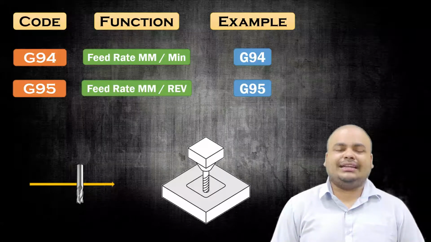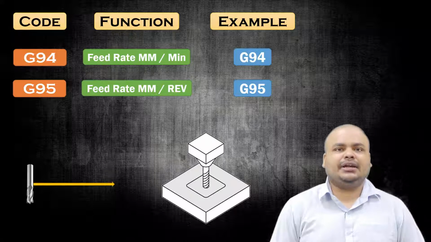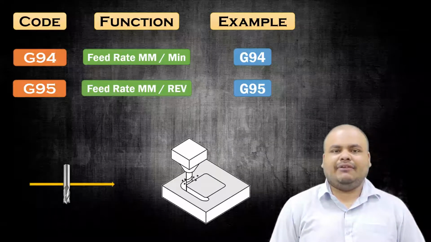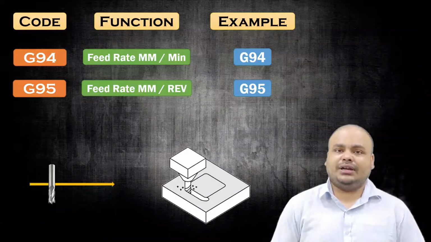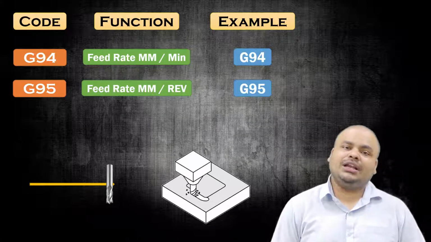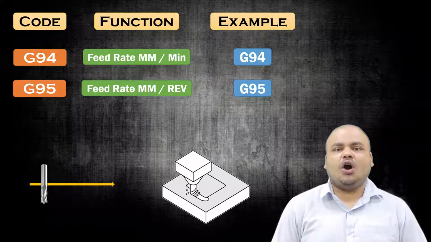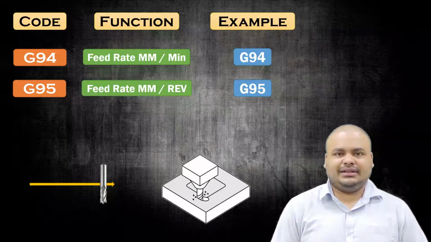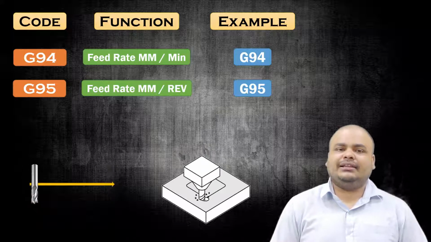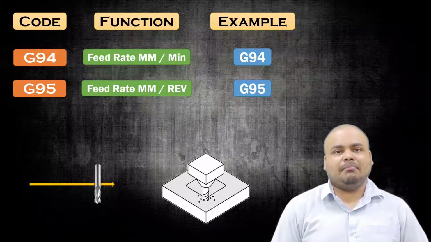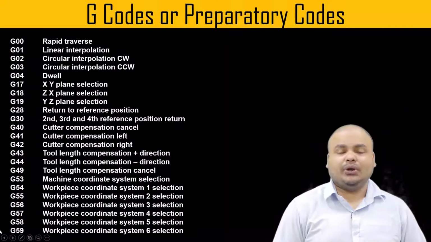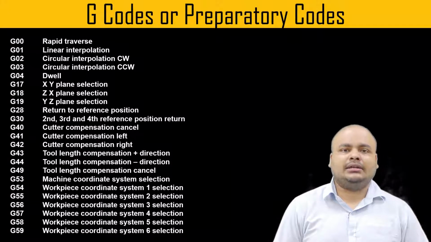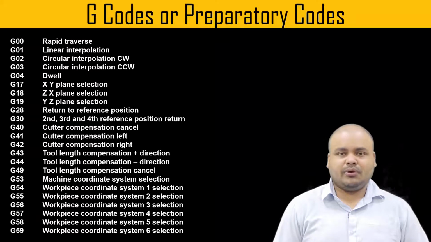So G94 is the feed rate in millimeter per minute, whereas G95 is millimeter per revolution, meaning if the cutter rotates 1 revolution, how many millimeters it will advance. In 1 minute, how much the cutter will advance in a straight line or in a particular profile, that is the feed rate in mm per minute, that is G94. So that was all regarding the important G codes that we use in our CNC milling machine programs, the basic program I can say. That was all regarding the G codes.